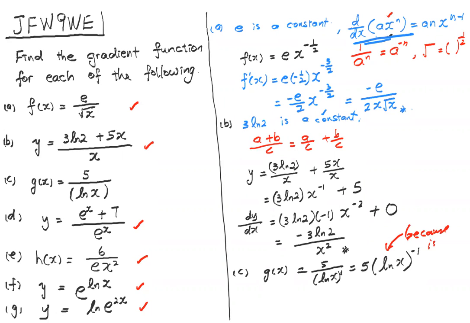It is ln x to the power negative 1, and not x to the power negative 1. You see or not? See the difference? So I cannot use the formula. I cannot use this formula.